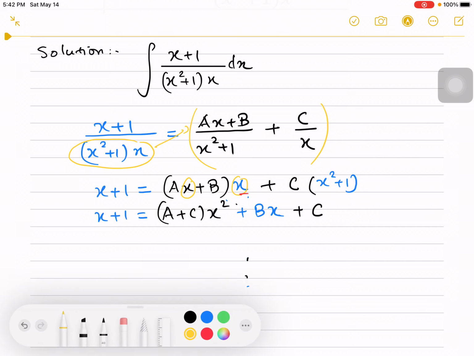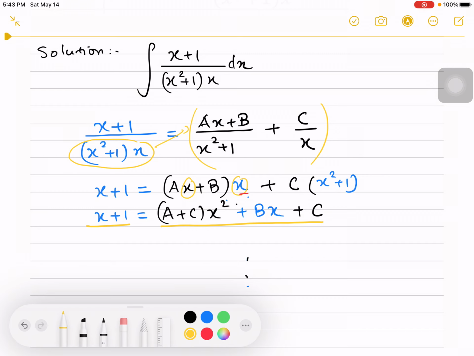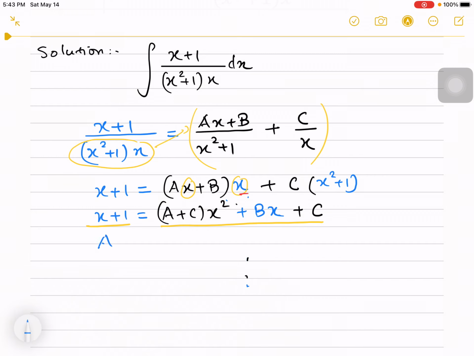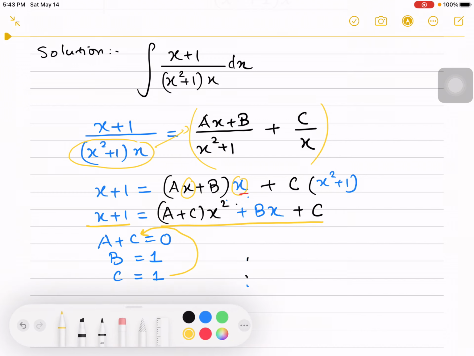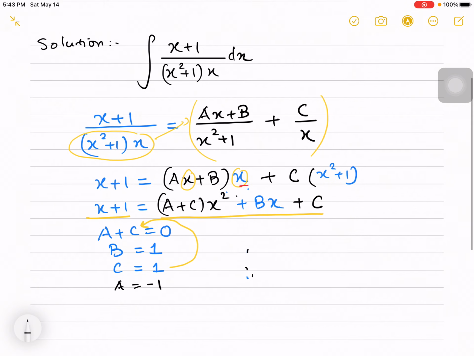Now these two polynomials are equal. It means their corresponding coefficients are equal, and according to that we will get a plus c equal to 0, and b is equal to 1, and c is also equal to 1. And now c is equal to 1, put in this a plus c equal to 0, then we will get a as minus 1. So this is the answer for a, b, c.